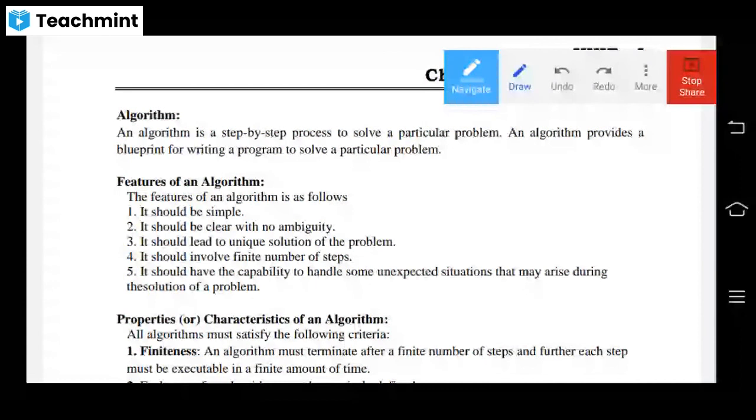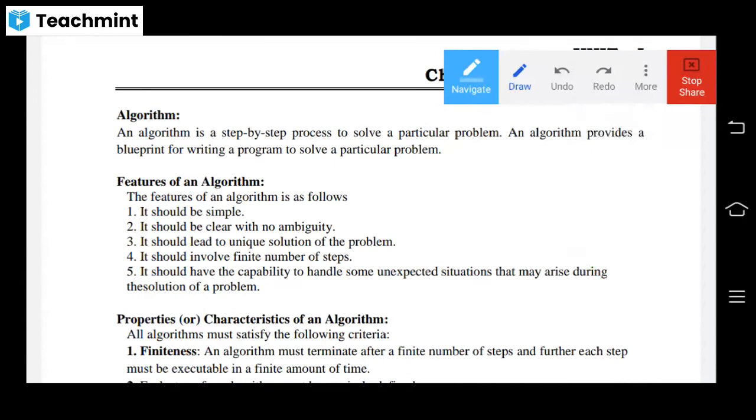Through the programming languages, we can design programs. Before the programs, we must write the algorithm and flowcharts. The purpose of the algorithm is that it is an indication and a step by step procedure for solving the problem. That is an algorithm.